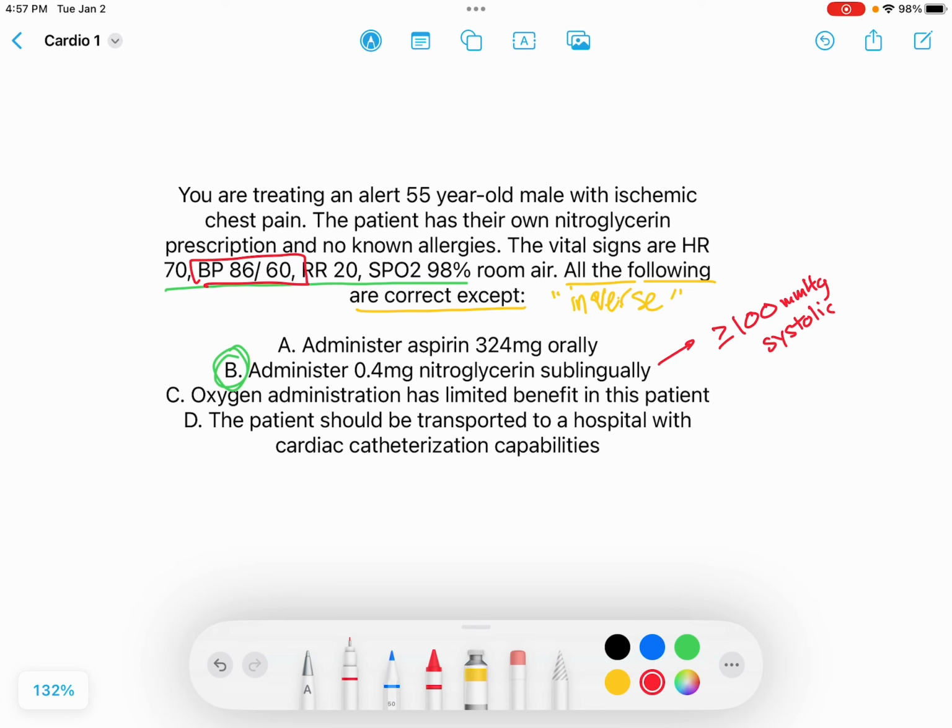We definitely should give this patient aspirin. That makes sense, given their complaint. We can see that their O2 sat's great. Could we give them O2 if we really wanted to? Sure. Is it going to do anything? No. So if they're not complaining of any respiratory stuff and we see that their O2 sat's 98%, anything that's 94% or above is fine for us. We technically don't need to give them oxygen at that point.